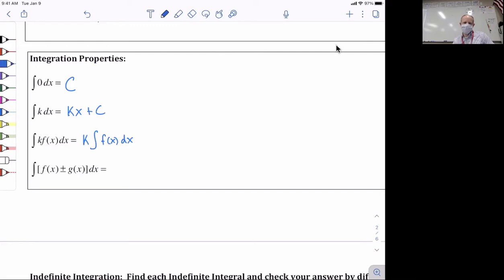And that's going to be extremely important, as we are going to get some functions that we actually have to manipulate with multiplication. And so it's really important to be able to do that. And then a sum and difference rule. So if we're adding two functions together in our integrand, it turns out that we could just integrate those separately.